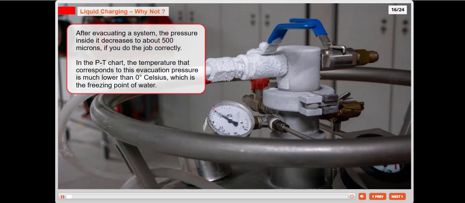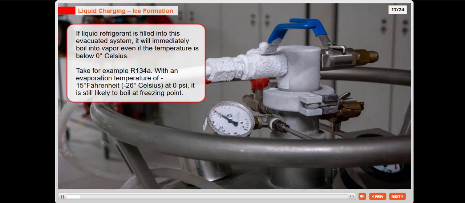After evacuating a system, the pressure inside it decreases to about 500 microns if you do the job correctly. In the PT chart, the temperature that corresponds to this evacuation pressure is much lower than 0 degrees Celsius, which is the freezing point of water. If liquid refrigerant is filled into this evacuated system, it will immediately boil into vapor even if the temperature is below 0 degrees Celsius. Take for example R134A, with an evaporation temperature of 15 degrees Fahrenheit, minus 26 degrees Celsius, at 0 psi, it is still likely to boil at freezing point.